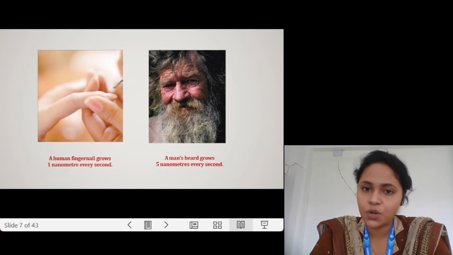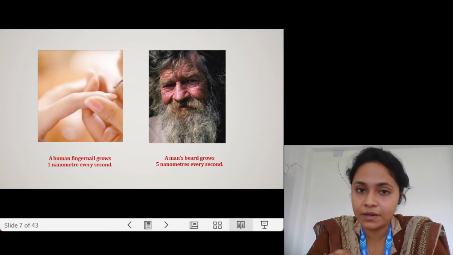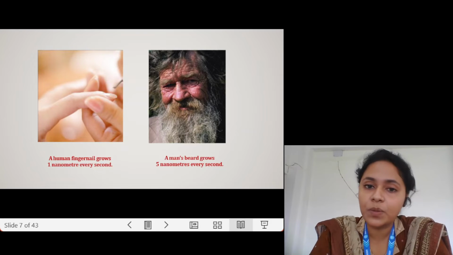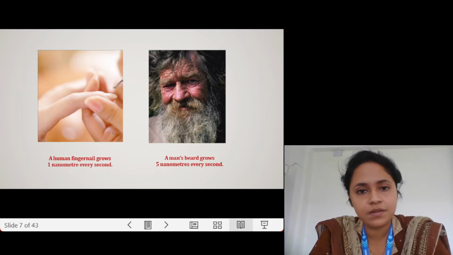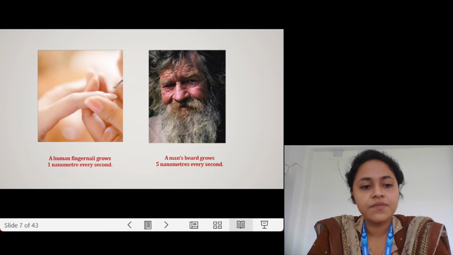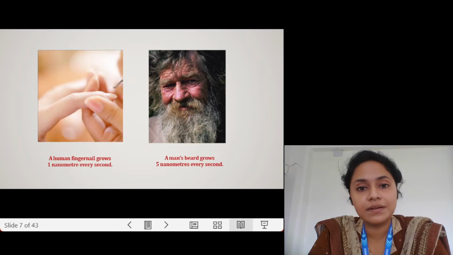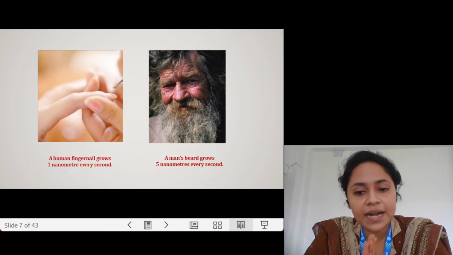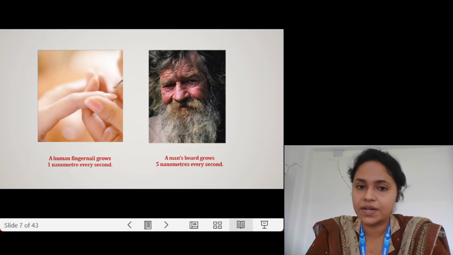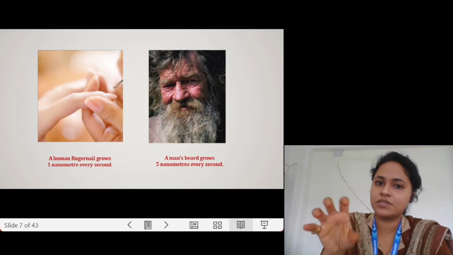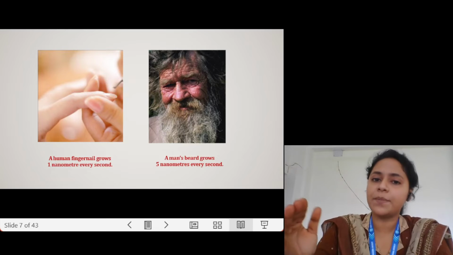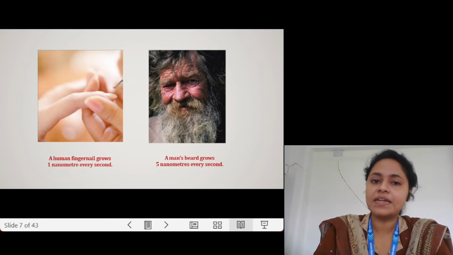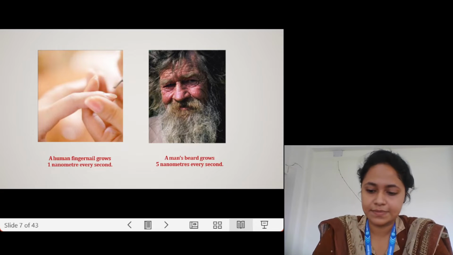Okay. So are these changes in the nano dimension visible to us, or can you feel those changes? The common example is your own fingernail, which grows 1 nanometer per second. Can you feel it? No, you can't. Another example is a man's beard, which grows 5 nanometers per second. Can you feel it? No. So this is nanodimension: you can't see it, you can't feel it, but some of the properties change in a good way, so that we are implementing nanotechnology in different branches of sciences.